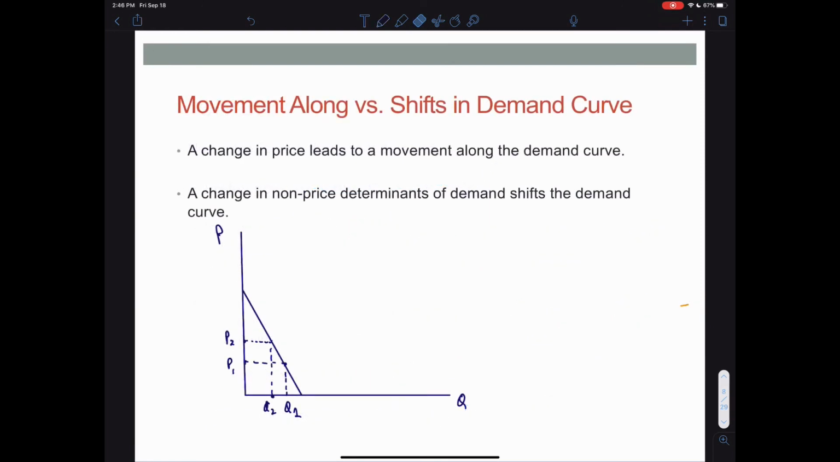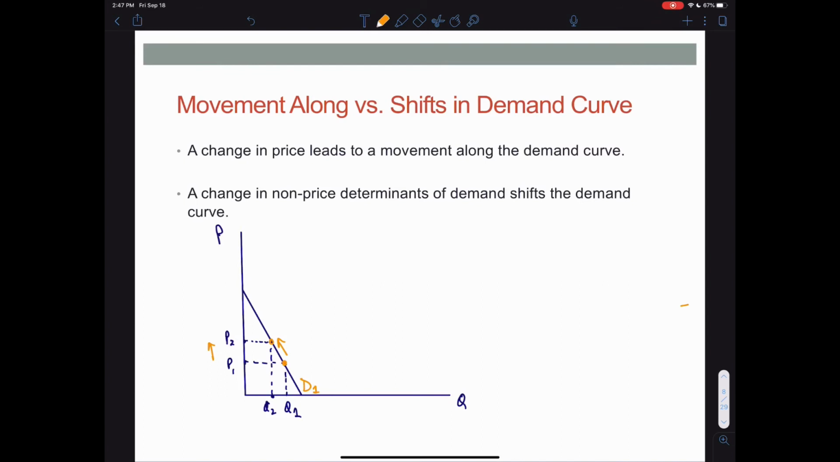There's one important difference in how we analyze a change in price and a change in non-price determinants of demand using the demand curve. When there's a change in price, we say that there's been a movement along the demand curve. So if price goes up from P1 to P2, what we say is, since Q goes from Q1 to Q2, we have moved along the same demand curve. So there's no change in the demand curve itself. We have just moved from one point to the other.